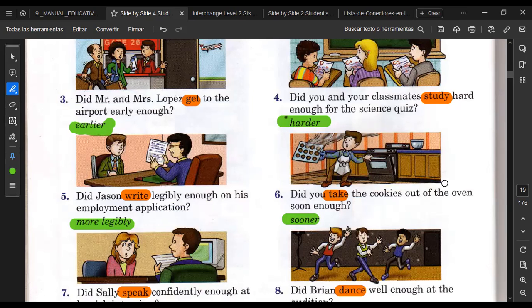Yes, excellent, very good. Did you and your classmates, como dice usted y sus compañeros, es nosotros, porque lo incluye, ¿verdad? ¿Usted y sus compañeros estudiaron duro, lo suficientemente duro para el examen de ciencias? No, we didn't. No estudiamos. We should have studied harder. Nosotros debimos haber estudiado más. No se dice duro, ¿verdad? Se dice, debimos haber estudiado más.